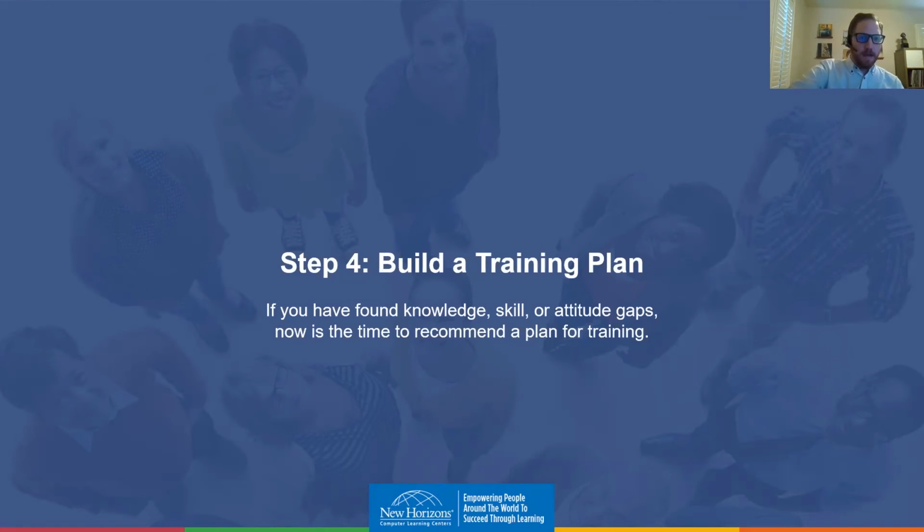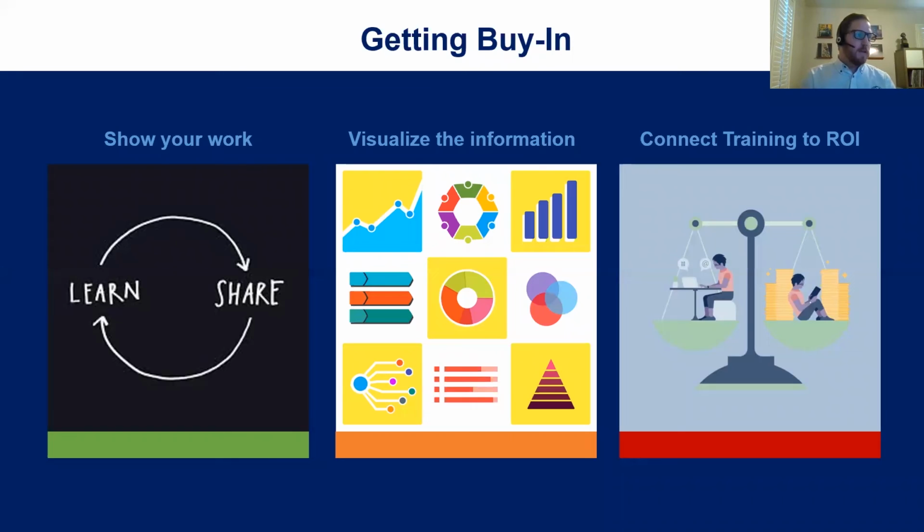So now that you've identified all this, you're connecting the dots, getting buy-in is huge. Whether you're going up and you're trying to explain this to your C-suite, or you're trying to get buy-in from the rest of the organization, show your work, show the raw data, show that you've done this in a logical way, visualize that information so it's really easy to read, and then connect those hard and soft costs that we talked about to those goals.